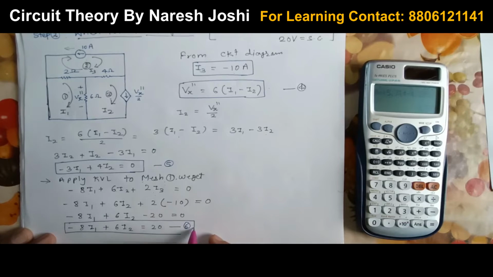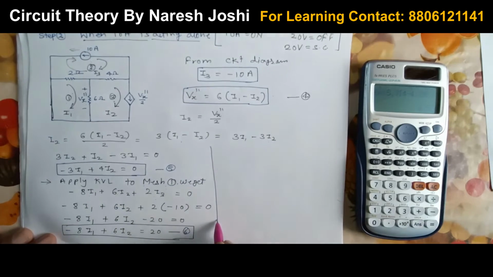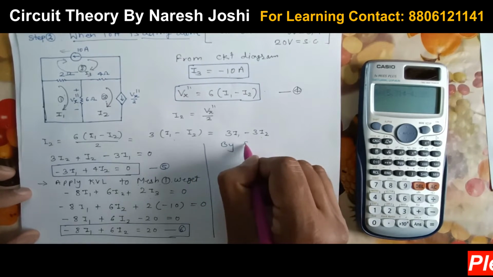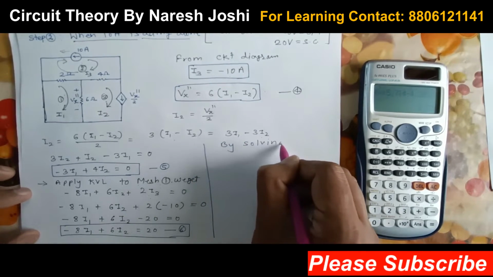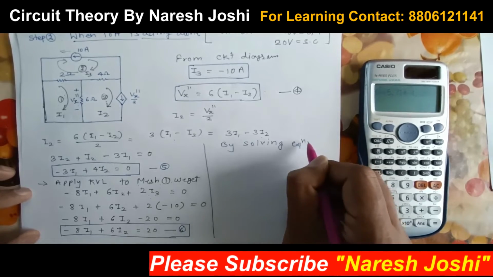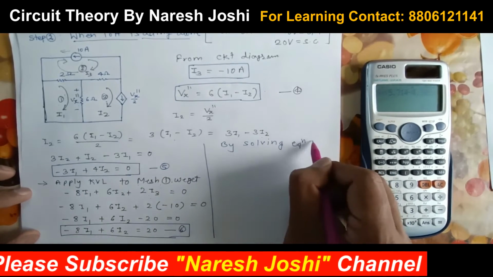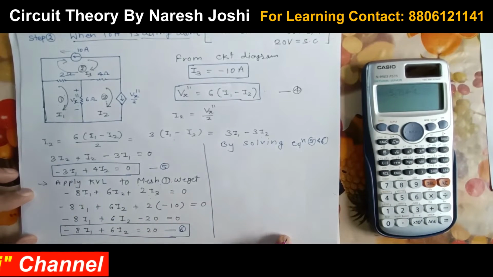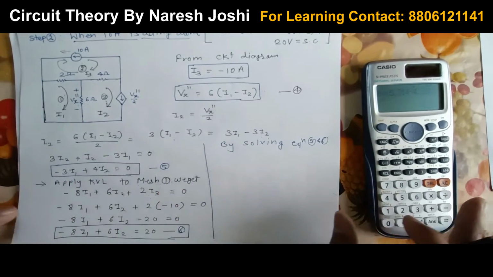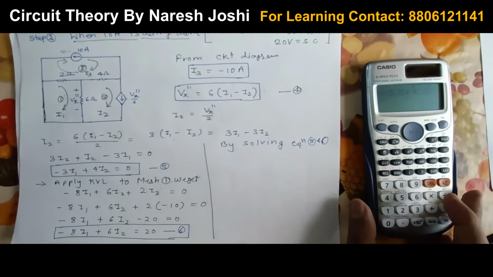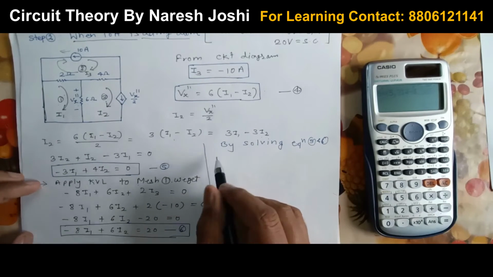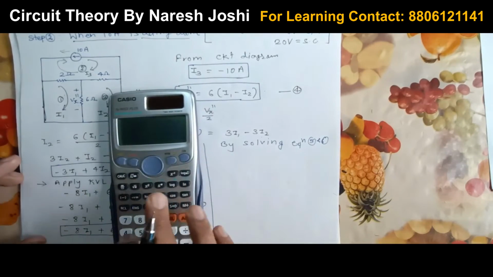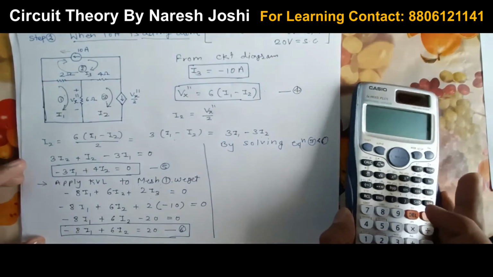So now what we have to do here is follow by solving only equations 5 and 6, because we need to find only I1 and I2. I already showed you how you can put the values in the calculator and solve it. I will solve this equation once more for your understanding.